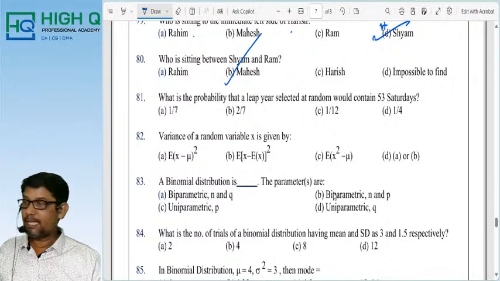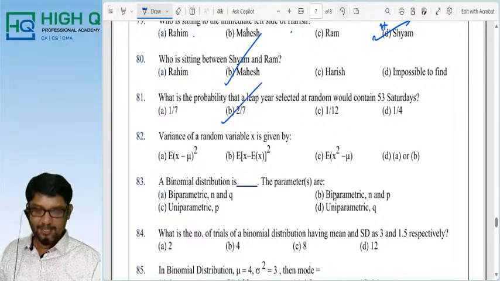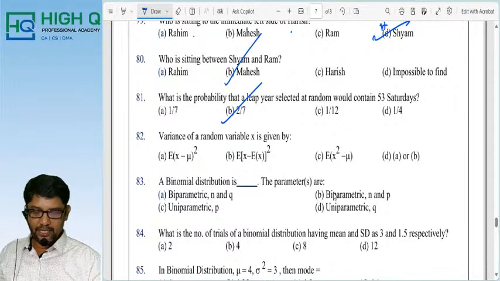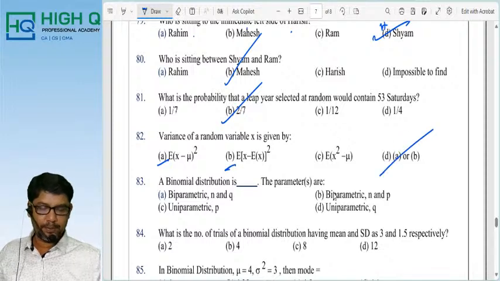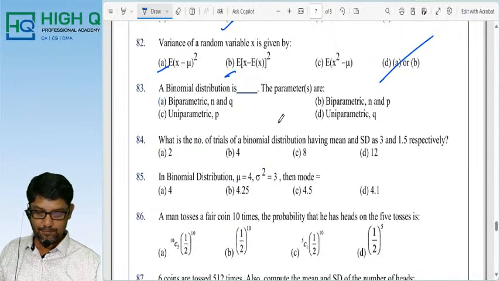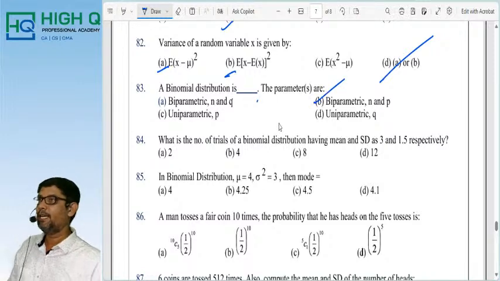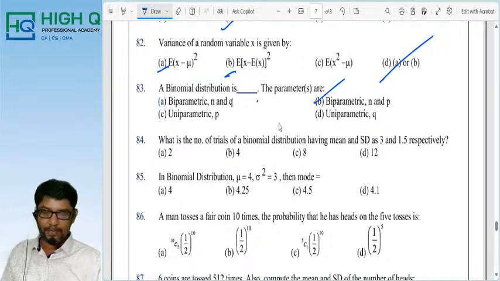What is the probability that a leap year selected at random having 53 Sundays? Normal year? 1 by 7. Variance of the random variable? Option A, option B, both are possible, my dear. A binomial distribution is dash the parameter. It's a biparametric and the parameters are N comma P. How many of you did it?